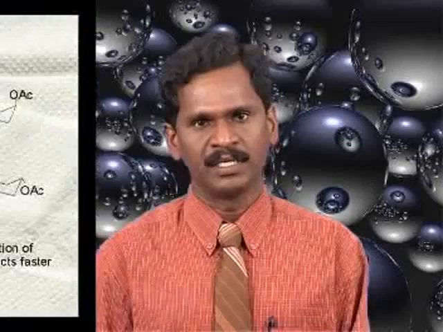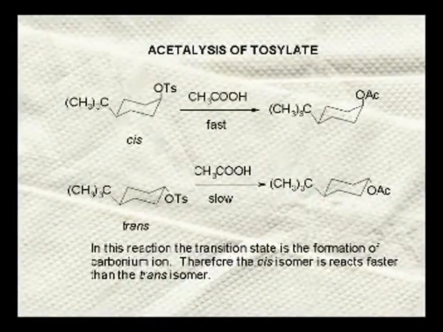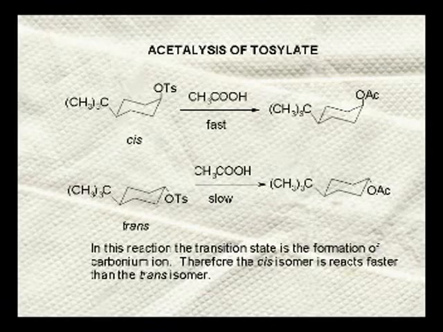Now let me go to structure and chemical reactivity, conformation and chemical reactivity. The conformational features play a major role in the reactivity. For example, let me take this solvolysis reaction: solvolysis of tosylate by using acetic acid. Here we are using acetic acid as a solvent. So acetolysis of tosylate will lead to formation of the product given in the reaction.